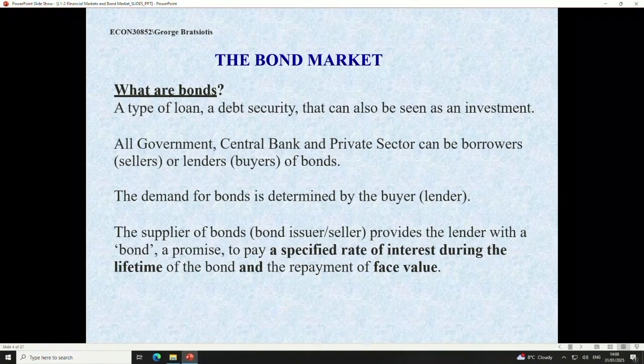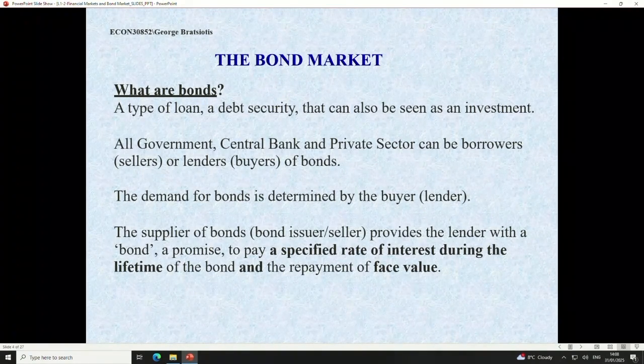Sellers, or they can be lenders, which means the buyer. So the lender is the one who buys the bonds, the one who agrees to hold a piece of paper that says bond, I promise to pay back. This is the lender. I hold a piece of paper and I give you the money, so I'm the lender. Guys, do not confuse the two. Right?